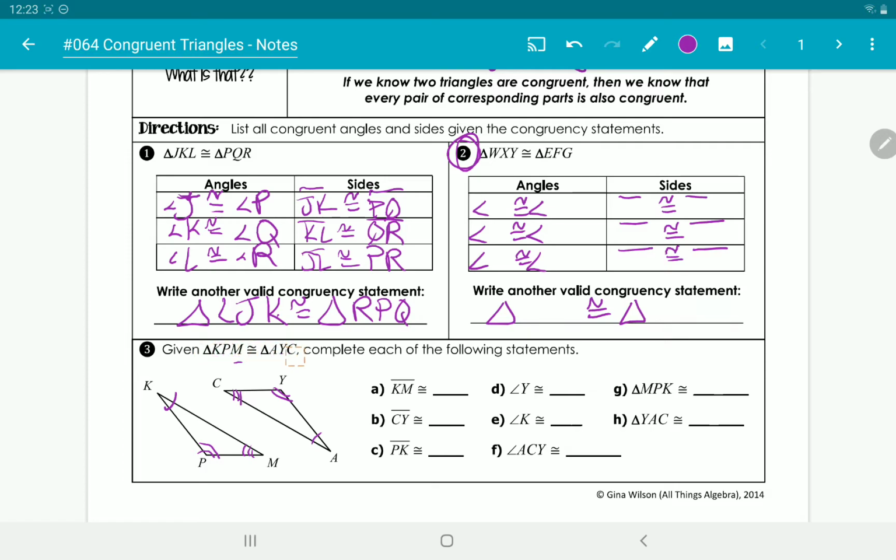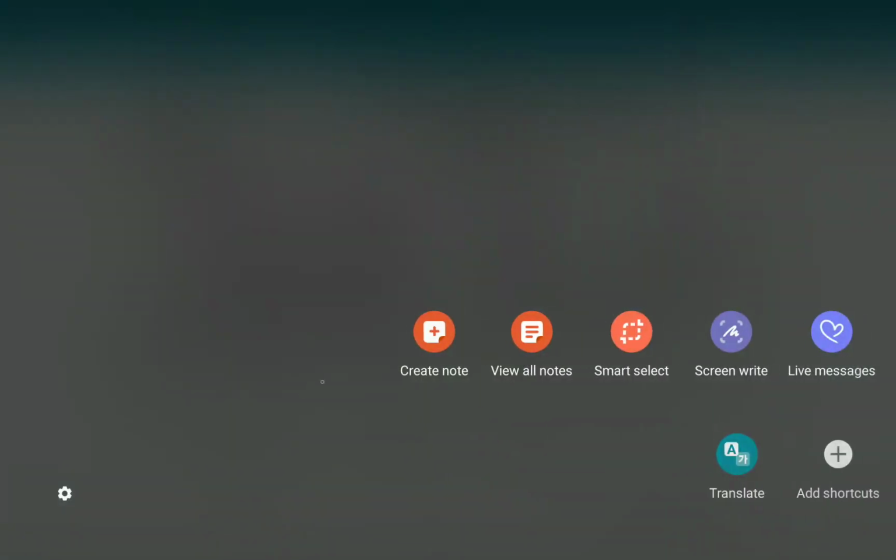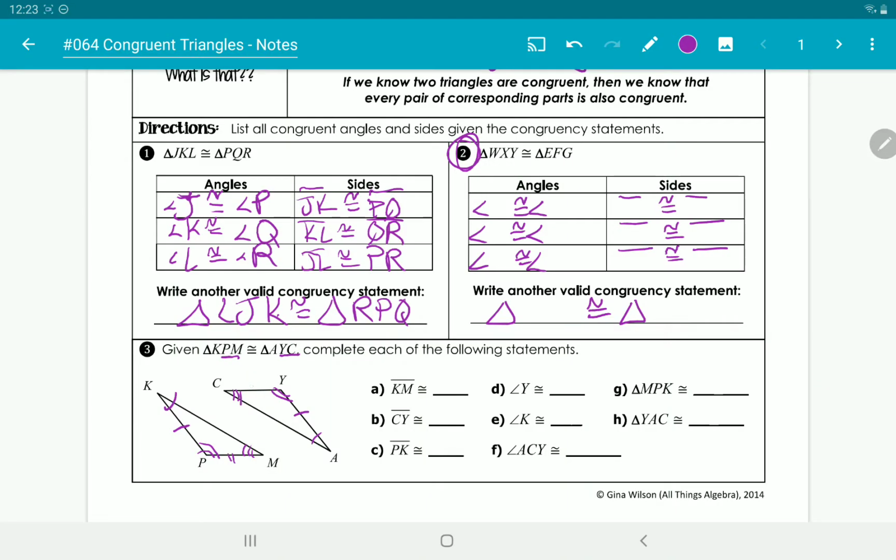Then we can look at the sides. Okay? KP, AY. So this one and this one are the same. Okay, so that's just the first 2 letters. Let's do the last 2. PM and YC. And then lastly, we have the first letter and the last letter. KM. So this one and AC.